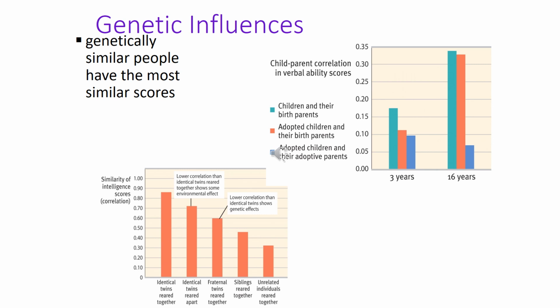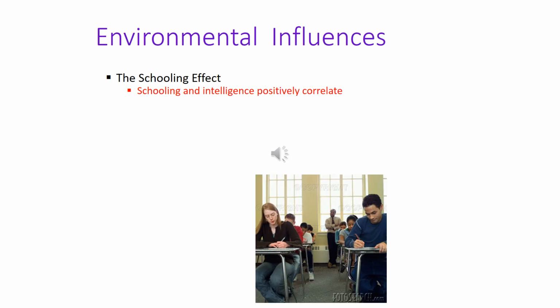So that brings us to the schooling effect. The schooling effect is an environmental influence on our intelligence, which should be very obvious. The more schooling that one has, the higher your intelligence will become. So schooling and intelligence positively correlate. Here we have a common sense idea, but we have a name for it, the schooling effect.